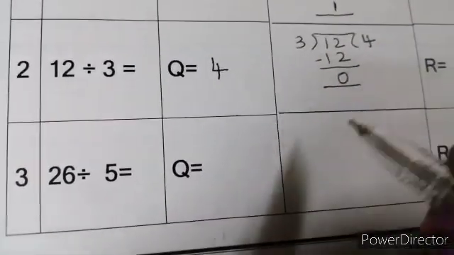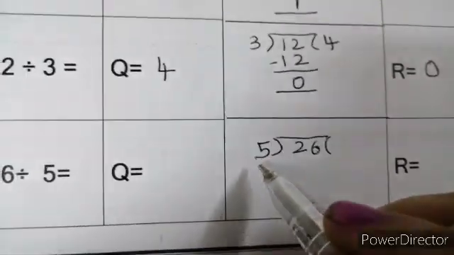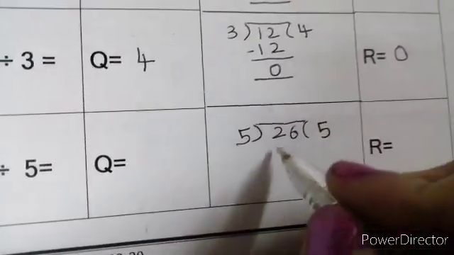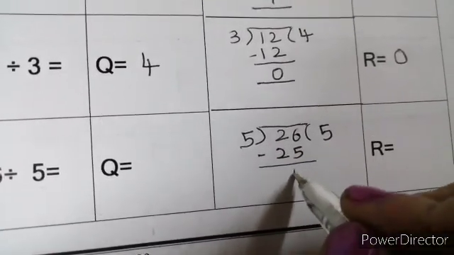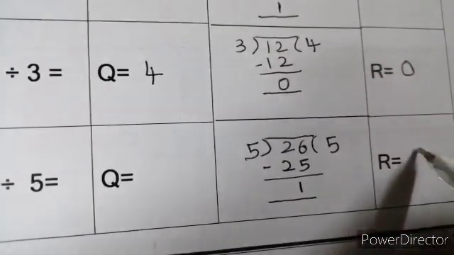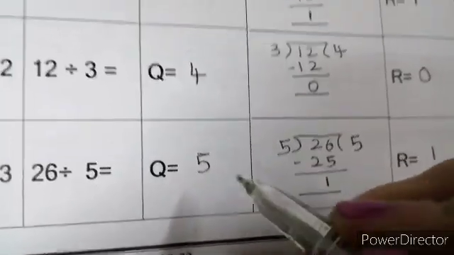26 divided by 5. 5 fives are 25. So the quotient is 5. And write 25 here and subtract. What is the remainder? How much is 26 minus 25? 1. So the remainder is 1 and the quotient is 5.